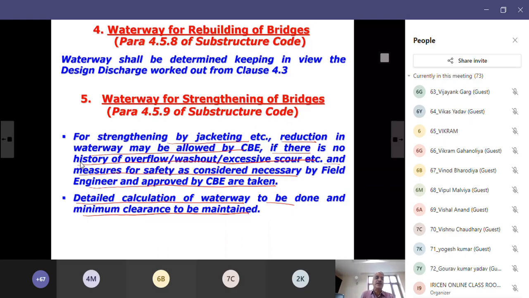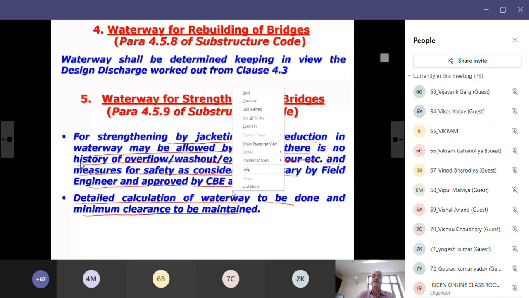Due to reduction in waterway, your clearances will reduce because your water level will go up. There will be afflux. So afflux calculation we will see just after this. Then you must do a detailed calculation of waterway and clearances, and you must get whatever clearances are required. So here we are taking a risk. Even if waterway increases, no problem. As long as my clearance is available, I will allow.